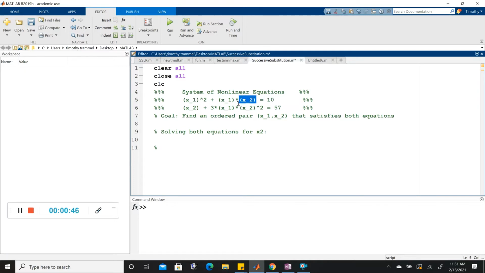So if we were to solve that first one for x2, that would look like 10 minus x1 squared, and then I would divide that by x1. Right, and the second equation is actually a quadratic equation. If we were to subtract the 57 on both sides, we could use the quadratic formula.